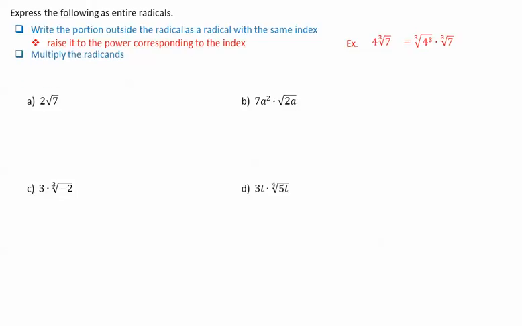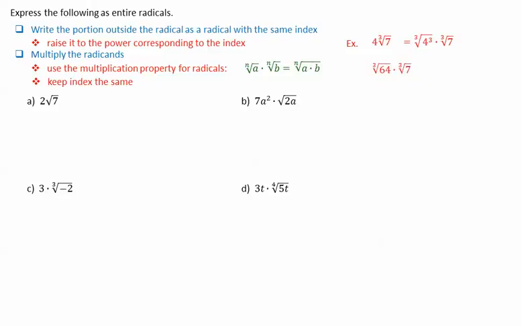We can then multiply the radicands, the numbers inside the radicals. We'll use the multiplication property for radicals. The nth root of a times the nth root of b is equal to the nth root of a times b. Make sure that we keep the index the same.